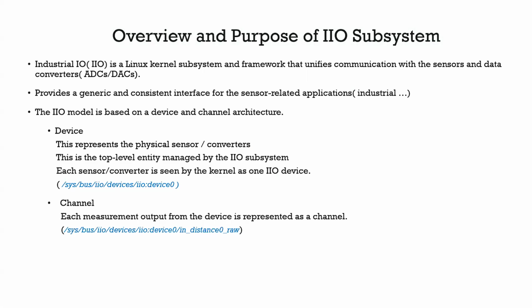So the overview. The Industrial IO is a Linux kernel subsystem and a framework that unifies the communication with the sensors and the data converters. The reason for choosing the IIO subsystem is that it is a proven subsystem and framework. That makes life easier for a developer to integrate any sensor or any data converters. Data converters means analog to digital converters or digital to analog converters.